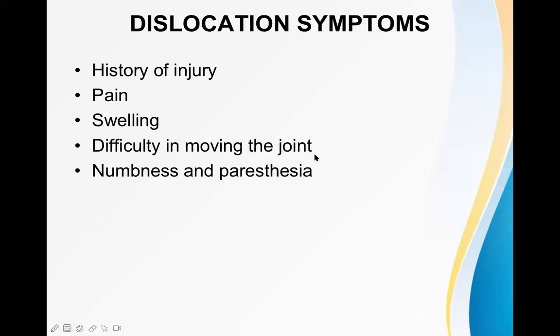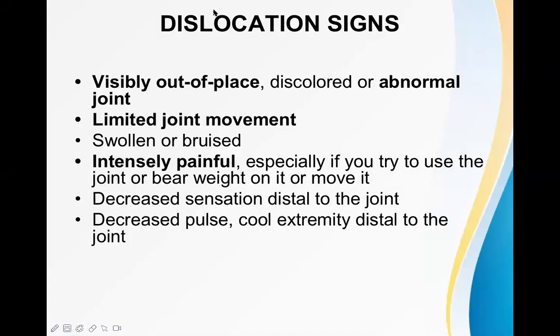Another is difficulty in moving the joint. Quite naturally, the joint has been disrupted. One component has come out from the other, so the function of the joint is lost. The person cannot move it. Active movement is impossible. And there is numbness and paresthesia. This is because of damage to the nerve which is supplying the joint, or which is around the joint. We're talking about the different clinical features of joint dislocation.